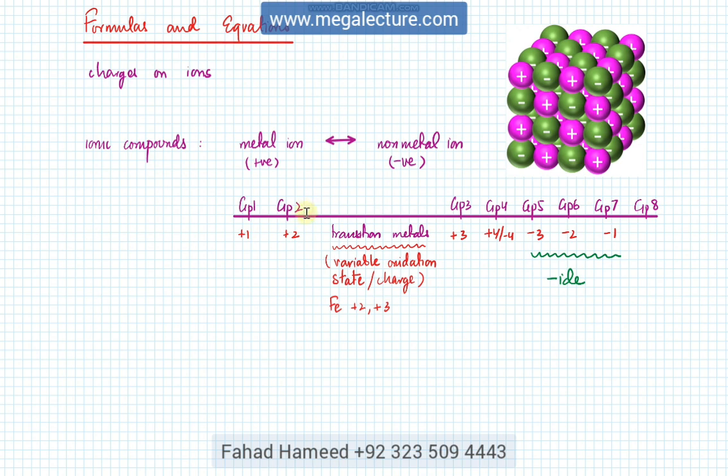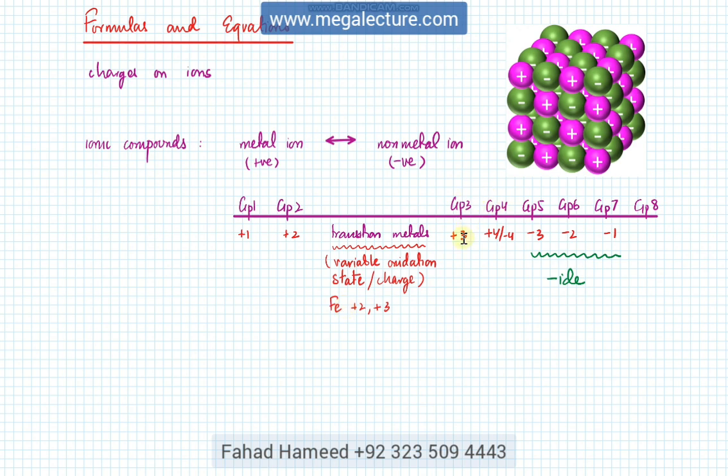If you have a group 2 metal, its charge as an ion is always going to be +2. Transition metals, which are the ones that appear in between group 2 and group 3, always have variable charges or variable oxidation states. For example, iron could be +2, it could also be +3, it could even be +6 as well. So for these, the charges would be written in the formula because you can't really tell what the charge on iron or copper is going to be.